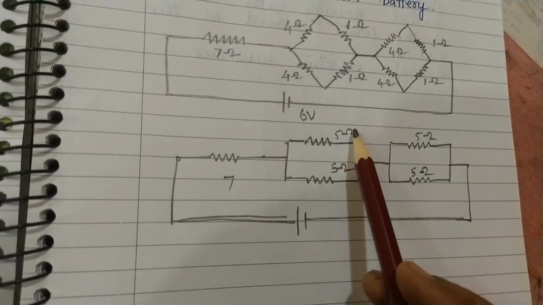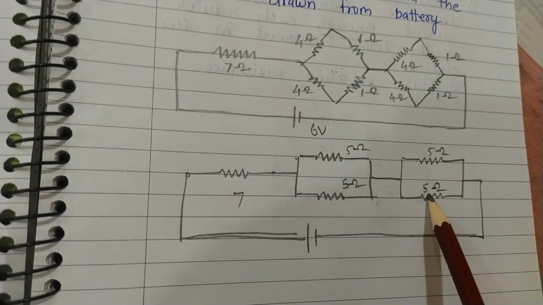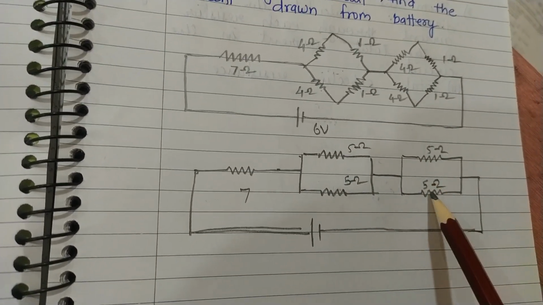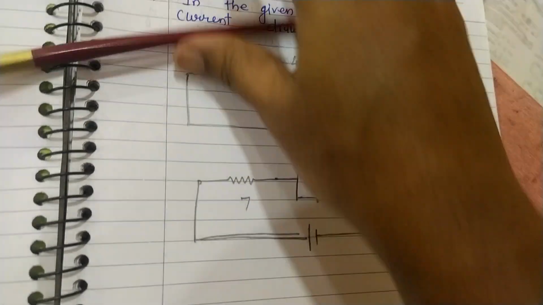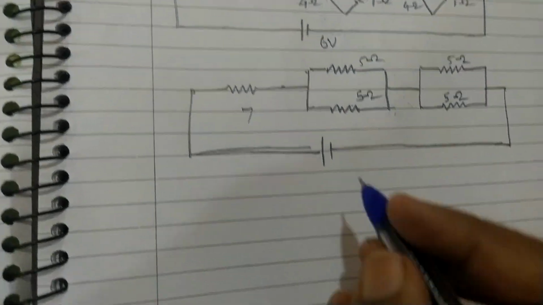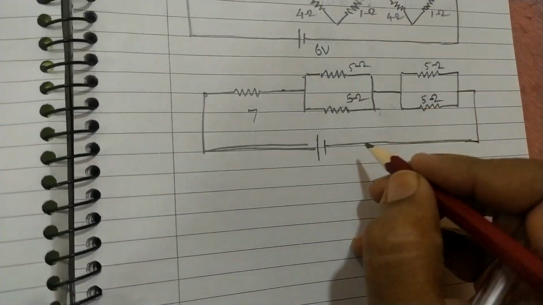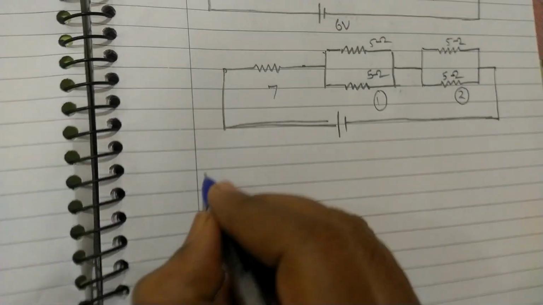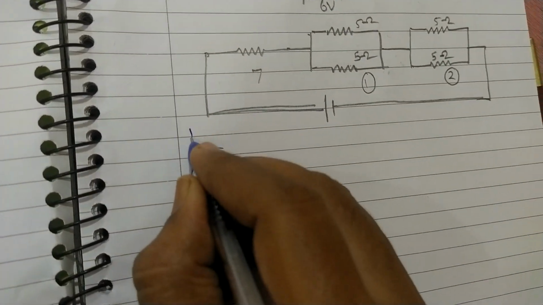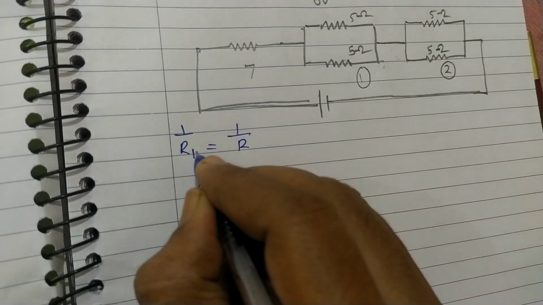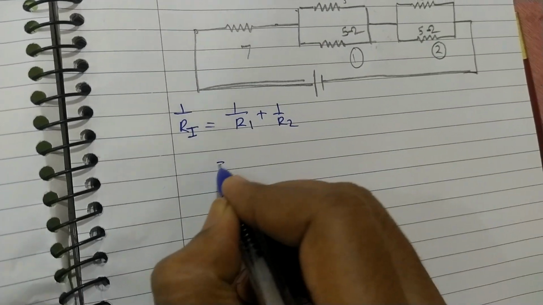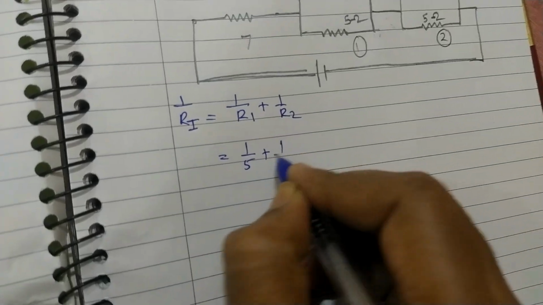Now this 5 ohm and this 5 ohm, 4 resistors are there. This combination is parallel. Again this combination is parallel. So again we will solve that. We will name them first. This is the first one. This is the second one. If we calculate R1, 1 upon R1 equals 1 upon the first plus 1 upon R2. 1 upon 5, 1 upon 5.